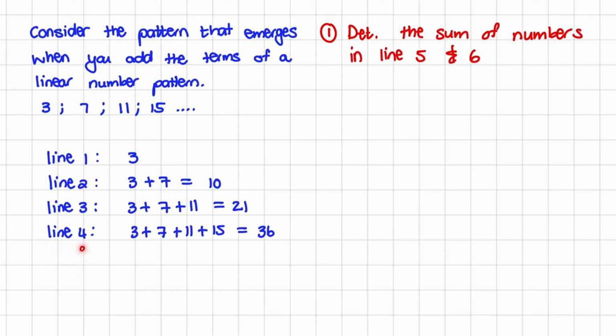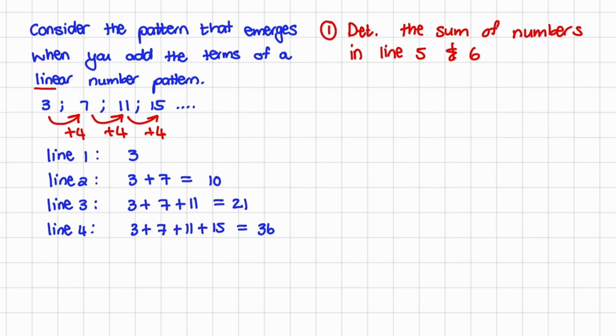So they want us to continue the next 2 lines. But in order for us to continue, we need the next 2 terms. So if we complete this pattern, we can see from 3 to 7, we add 4. From 7 to 11, we add 4. And from 11 to 15, we add 4. So this type of number pattern is a linear number pattern because there's a constant difference between terms. So the next term would be 15 plus 4, which is 19. And the term after that, 19 plus 4, which is 23.